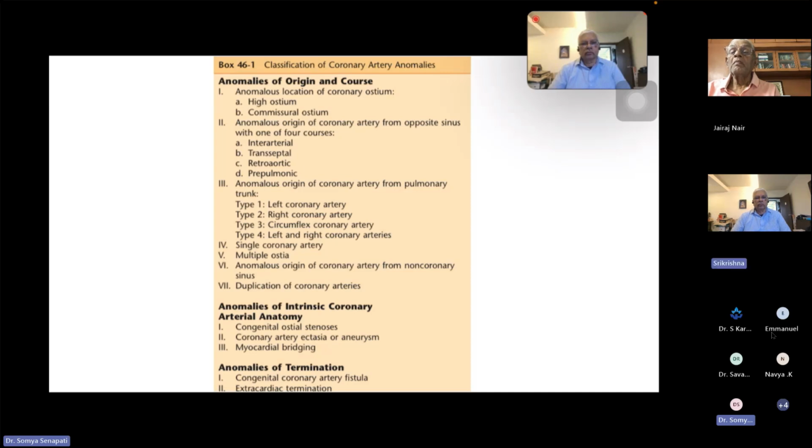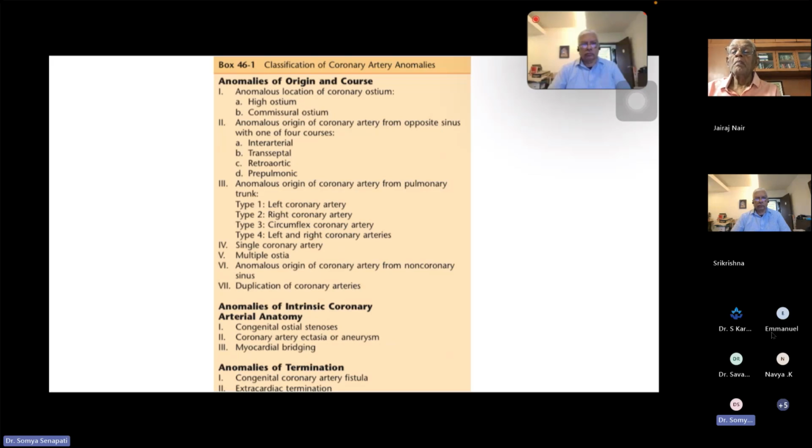The third category, where it originates from the pulmonary trunk, which is further subdivided into 4 categories. The type 1, where the LCA originates from the PA, type 2, where your RCA originates from the PA, type 3, where the single coronary originates, and type 4, where both the coronaries originate from the pulmonary artery. The next category is a single coronary artery. Then the fifth one is a presence of multiple ostia of the same coronary artery or both. Sixth one is origin of coronary artery from non-coronary sinus. The seventh one is a duplication of coronary arteries.